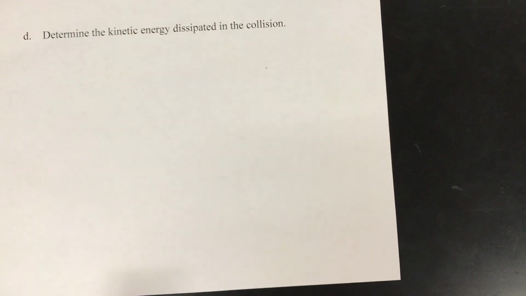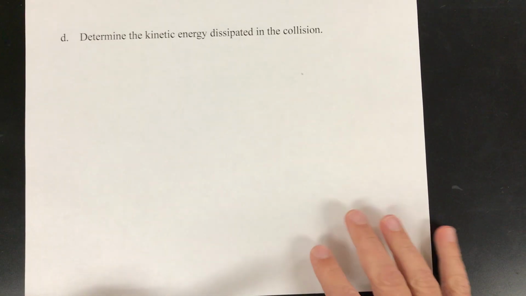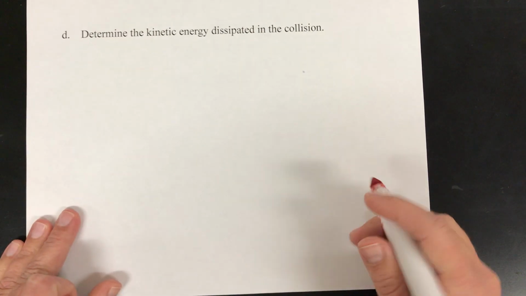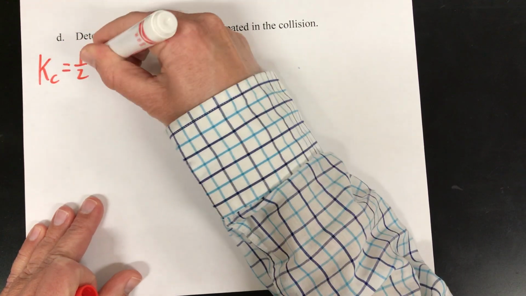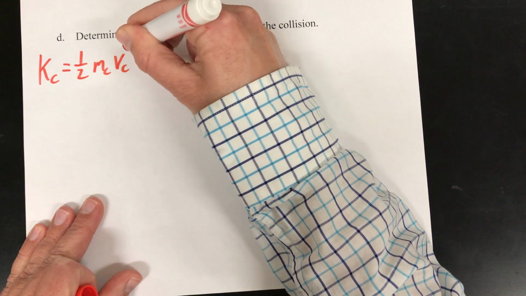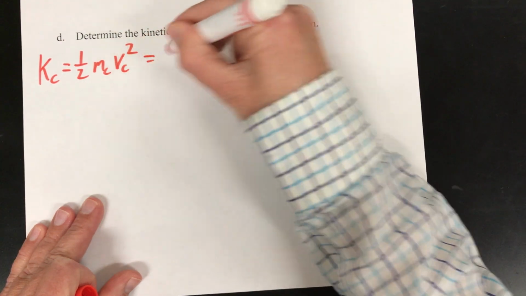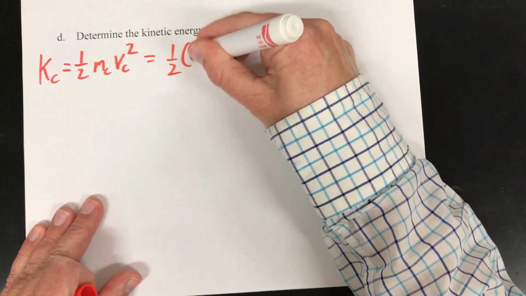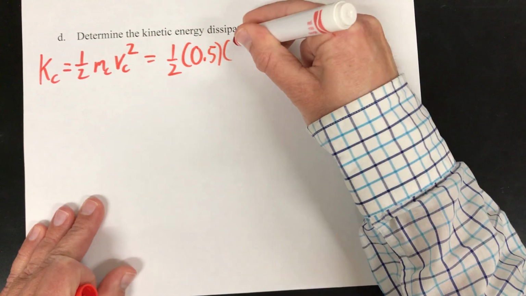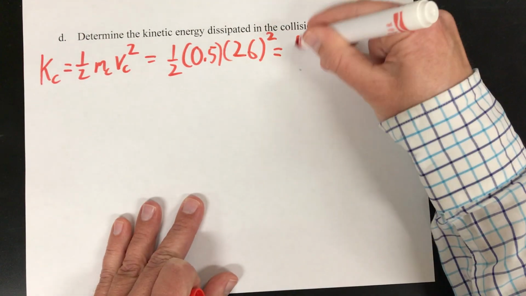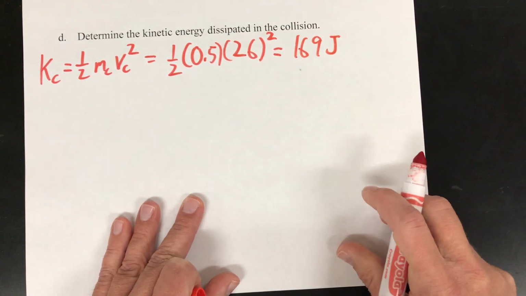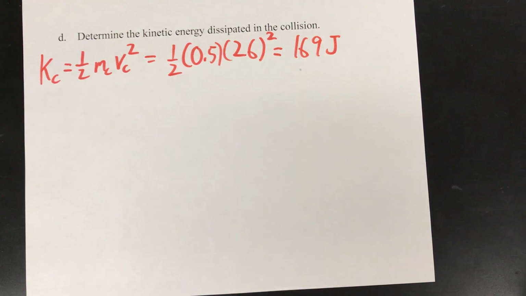Okay, next up, part D here. It says determine the kinetic energy dissipated during the collision. So what we're going to have to do is to find the kinetic energy of the cube before the collision. So 1/2 times the mass of the cube times the velocity of the cube before the collision. That is 1/2. The mass of the cube is 0.5, and the velocity of the cube before the collision was 26. Don't forget to square it. So if you do all that math, you'll get 169 joules was the energy before the collision.